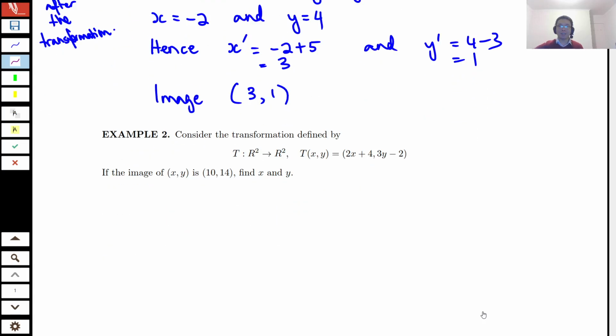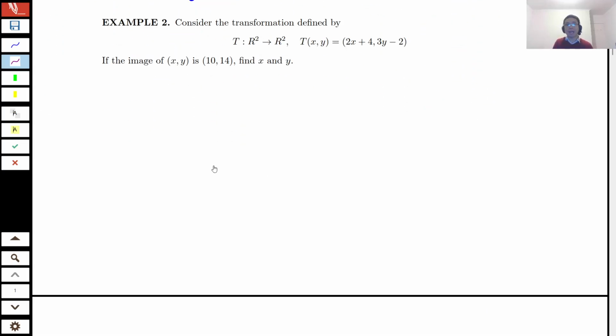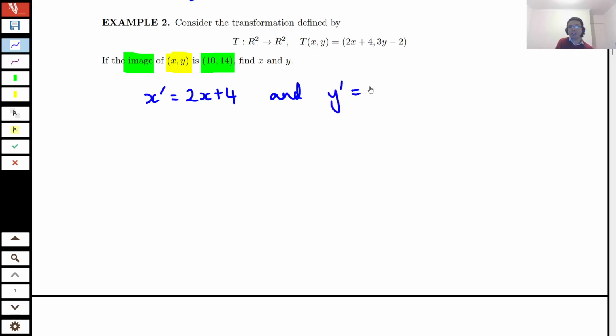All right, let's go on to our next example. Now, this time, I have given you the image, and I want to find the input, or the pre-image. You'll notice our definition for the transformation is a little bit more complicated. This time, my new coordinate is 2x plus 4, and my new coordinates after the transformation is 3y minus 2.